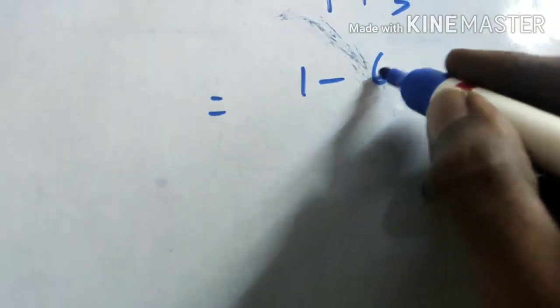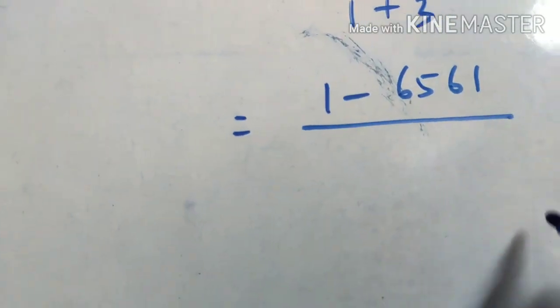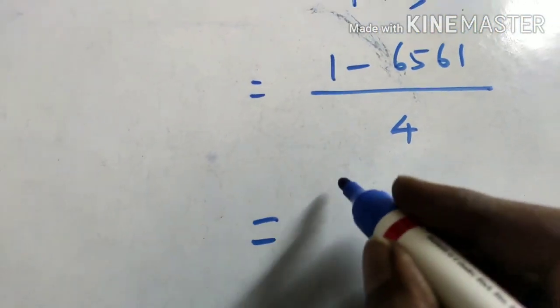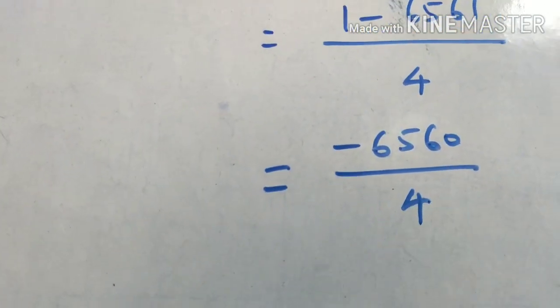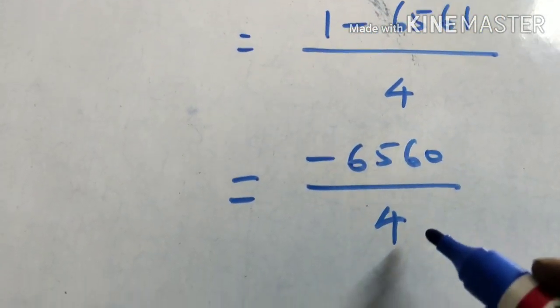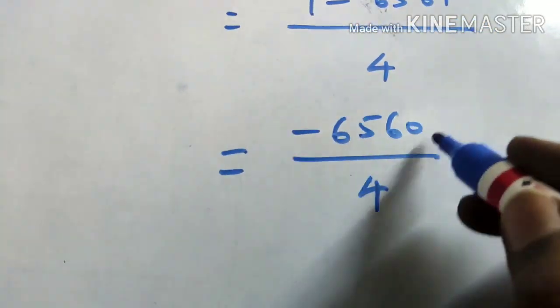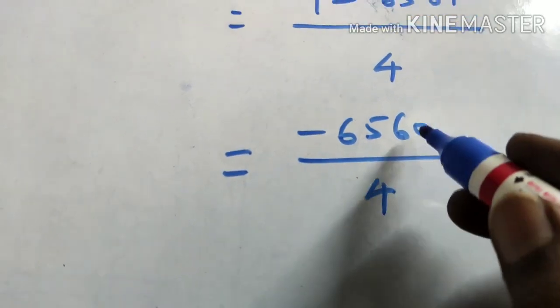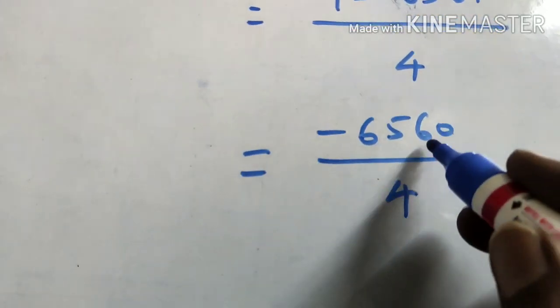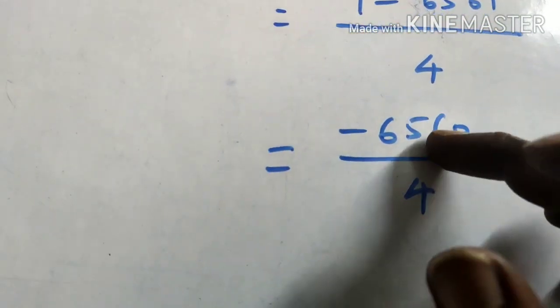So, our answer is 6561 by 1 plus 3, 4. So, if you subtract this, you will get minus 6560 by 4. Surely it will be divisible by 4 because the last 2 digits is in 4 table. 60 is in 4 table. Okay, 4 15s are 60. The last 2 digits is in 4 table. So surely this entire number will be divisible by 4.